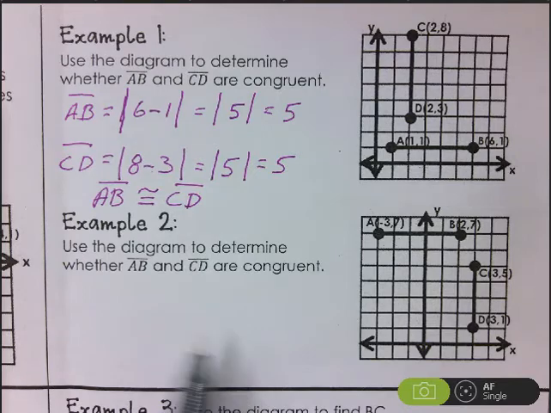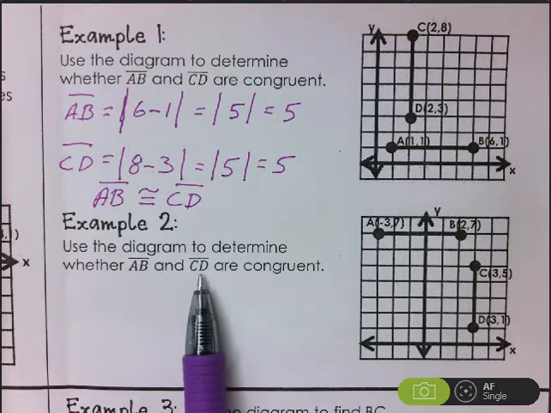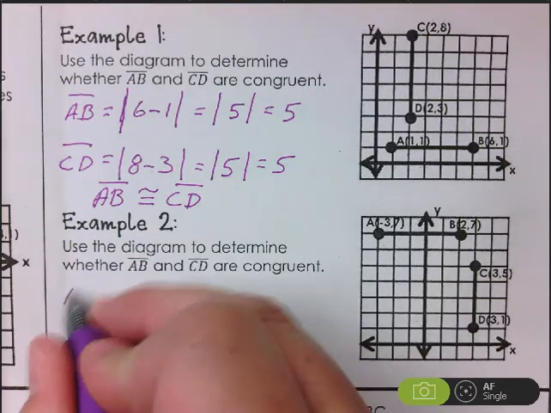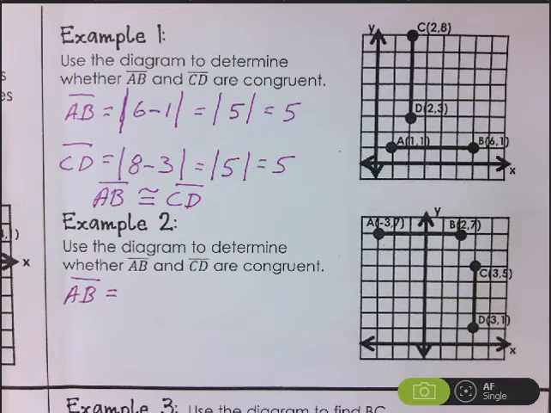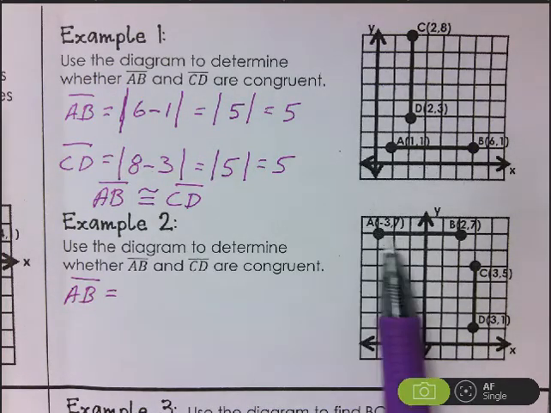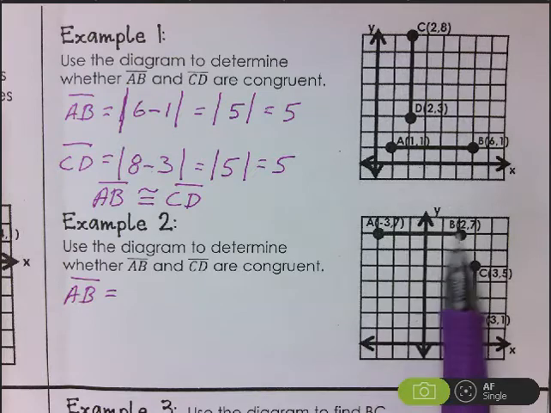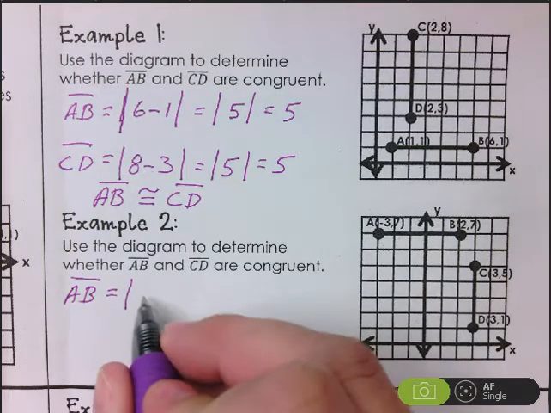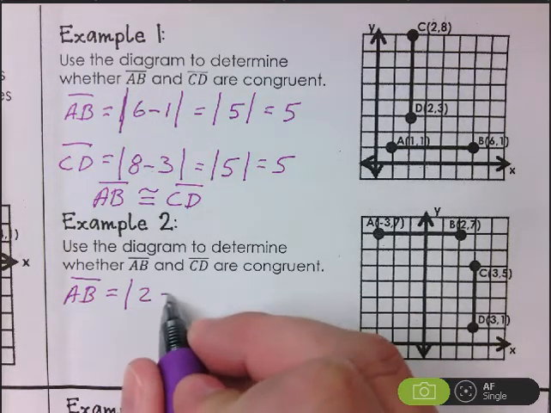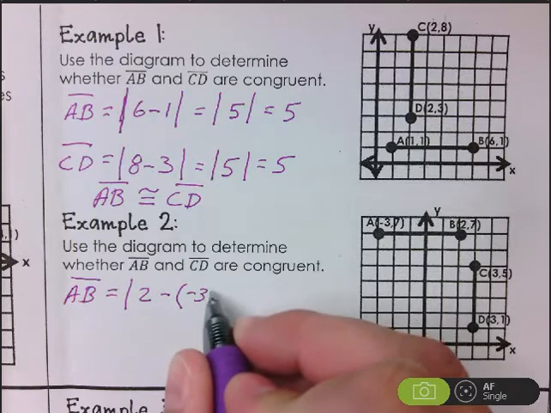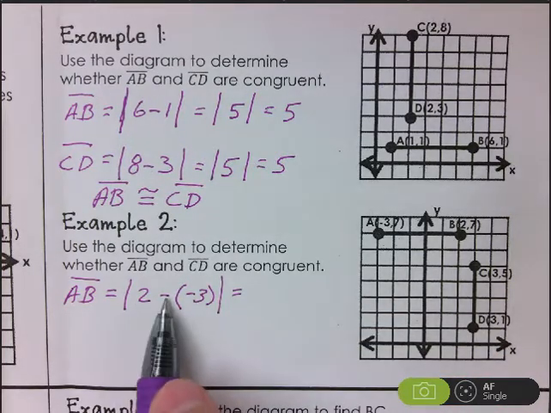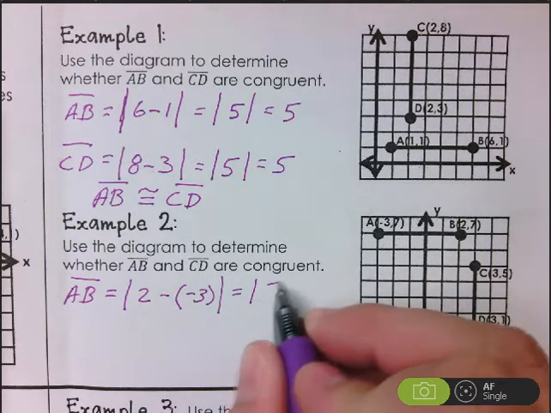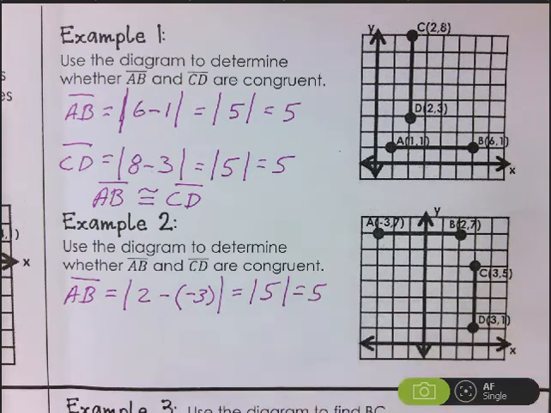Okay, so let's do another example. We're going to use the diagram to determine whether AB and CD are congruent. Again, we come over here to A. For AB, we have a horizontal line, so we're looking at our x values. Those are the ones that are different. So the absolute value of 2 minus, and the other one is a negative 3. So 2 minus a negative 3, we're going to add, so that gives us 5. So the absolute value of 5 equals 5.